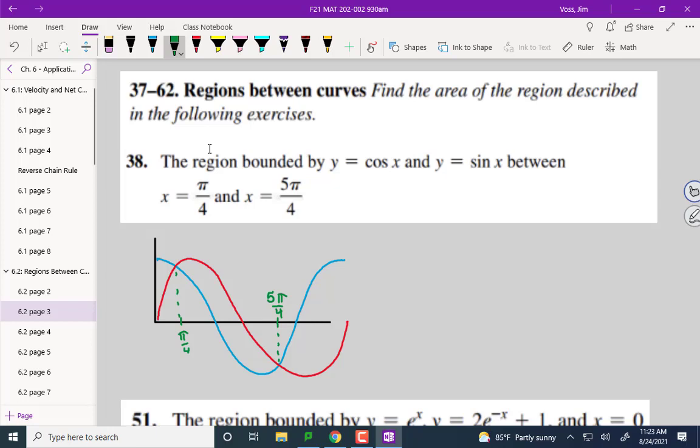Is everybody okay with that? You should be thinking in your mind a combination of unit circle and rectangular coordinates. So pi over 4 is right there. Sine and cosine are equal. And then also over here at 5 pi over 4, sine and cosine are equal at those two places. Okay, so go ahead and you take it from here. Find the area between these two curves. You're trying to find that area.